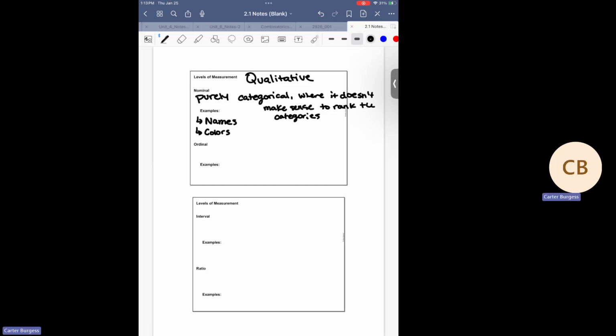Nominal is to name. Ordinal is going to be referring to the fact that, yes, we are still talking about categories, but now there is an order that matters. There is a rank to what we are looking at for our categories. So this is categorical, but with ranking.